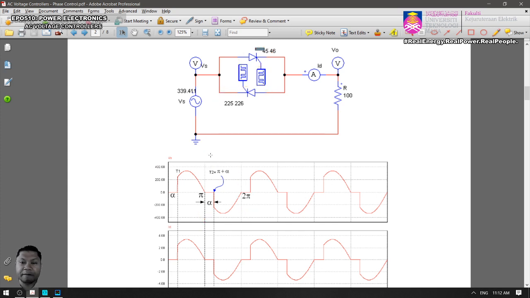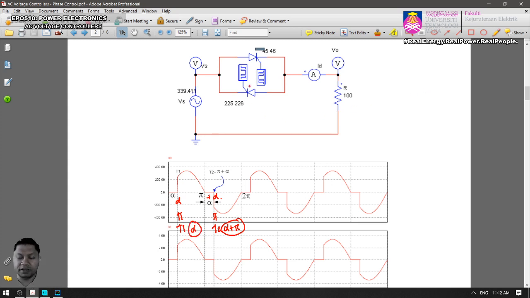We're going to provide a pulse to thyristor 1 at 45 degrees. So this will be the pulse for thyristor 1. And for thyristor 2, you're going to have a pulse which is alpha plus pi. Okay, so this is your alpha, and here you're going to have alpha plus pi for thyristor 2. For thyristor 1, you're going to have alpha.